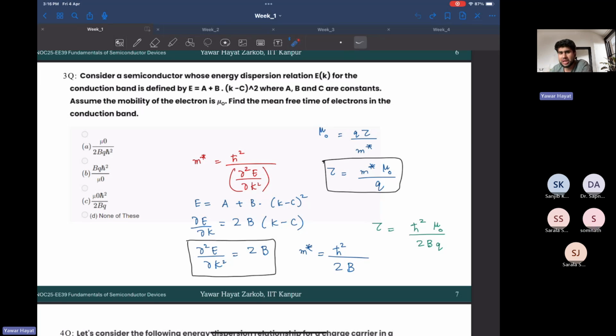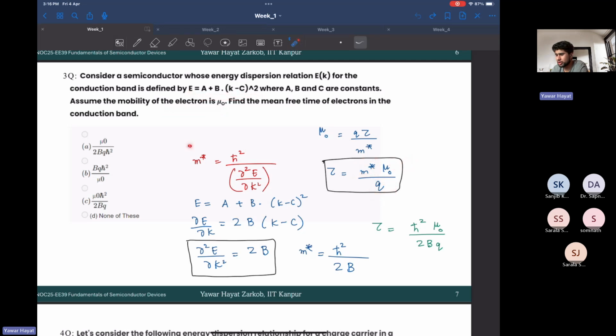A formula that you might have come across in this course relates your mobility to the mean free time. That is mu naught is equal to q tau by m star. If I rearrange this, I'll get tau is equal to m star mu naught by q. Now, mu naught we were asked to assume, the mobility of electrons. q is already known. So the only unknown left in this is m star, but we were given the E-K relation.